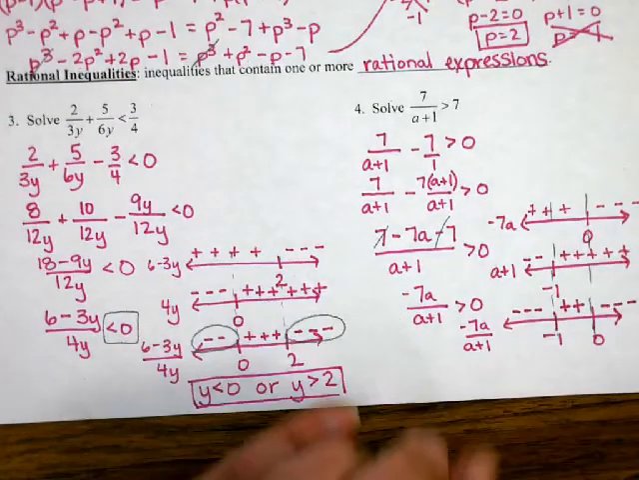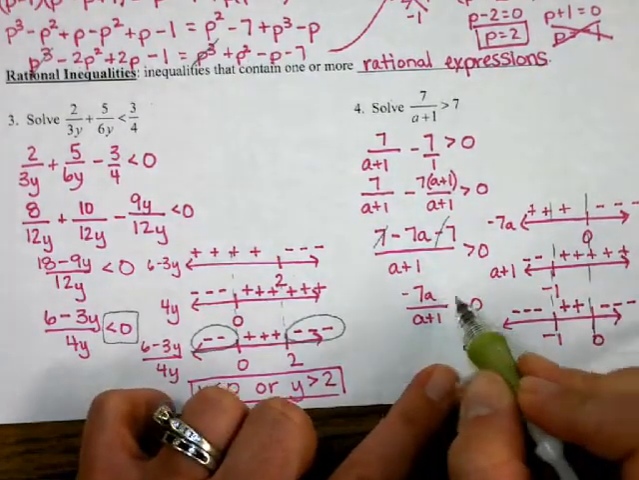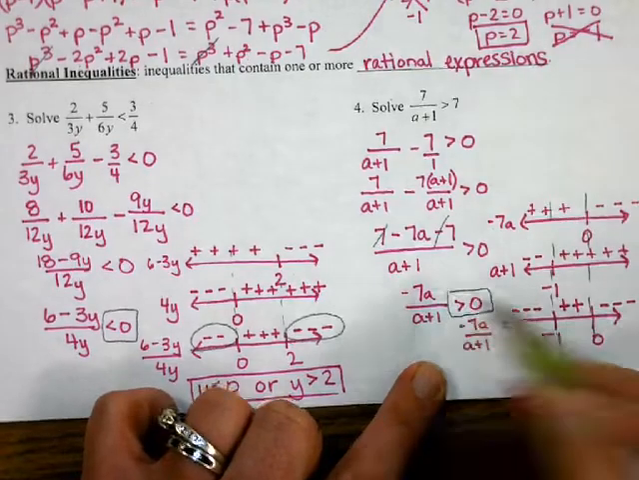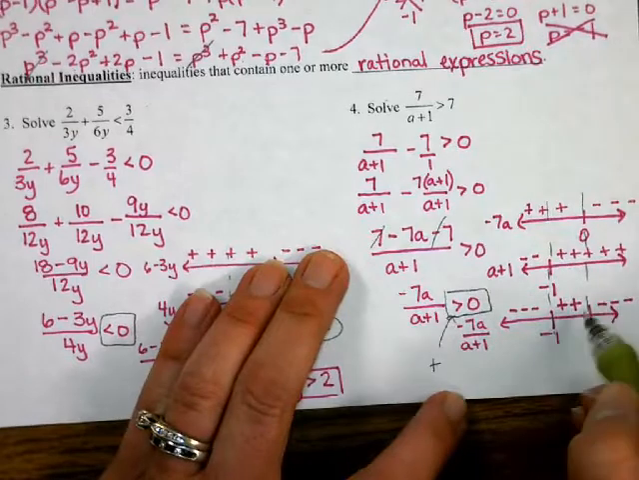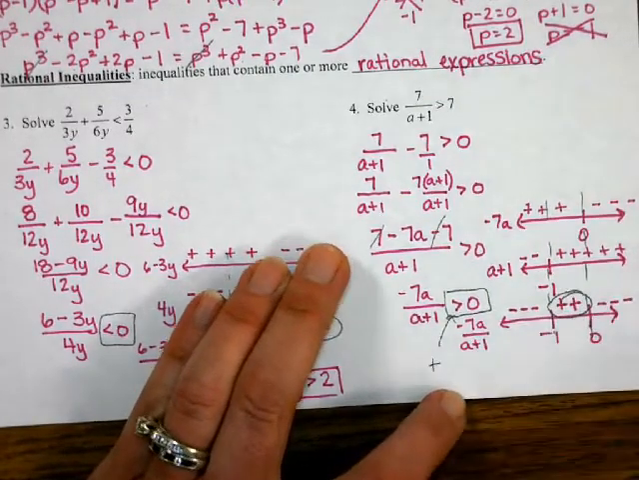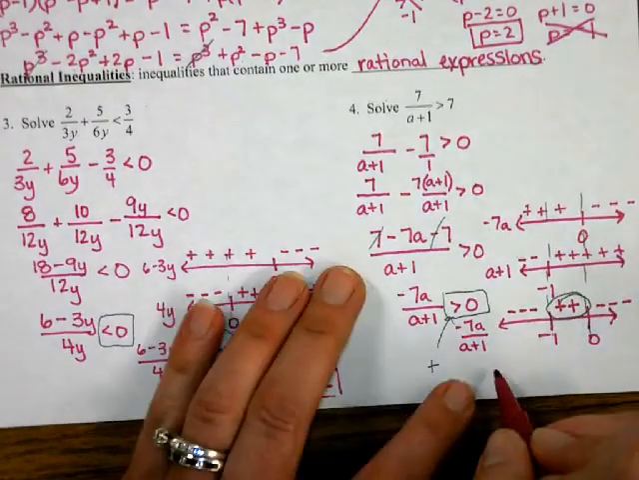And I want greater than 0 now. So I want things that are positives. Well, here are my positives on my number line. So this one's going to be an and. So negative 1 is less than a is less than 0.